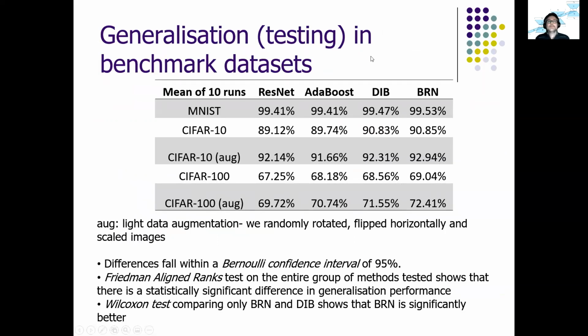And you can see what happens with deep incremental boosting. These are results on some benchmark data sets in terms of testing. These are standard benchmarks, MNIST, CIFAR-10. This is with augmentation, CIFAR-100, and again with augmentation. This is AdaBoost, what's going to give you performance. This is our performance from 10 runs.